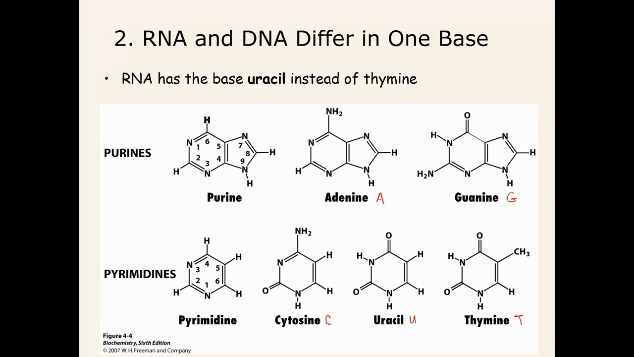So the one thing to consider here is uracil is found in RNA, whereas thymine is found in DNA. And the other three are found in both. So A, G, and C will appear in both RNA and DNA, whereas RNA will have U and DNA will have T.